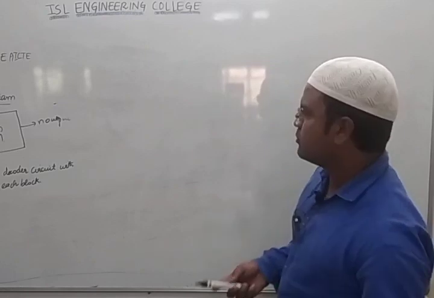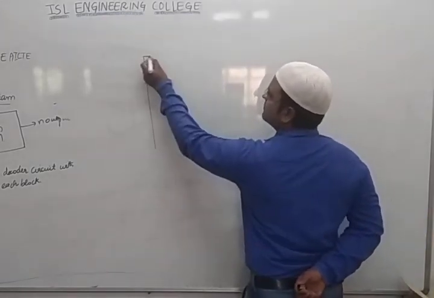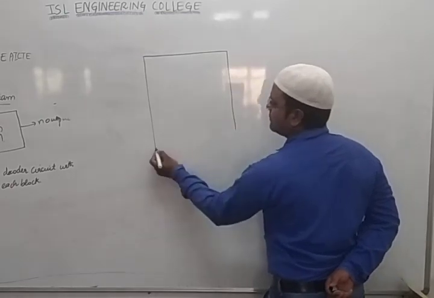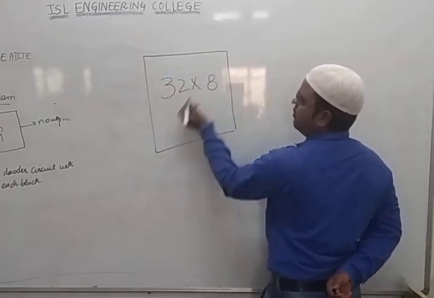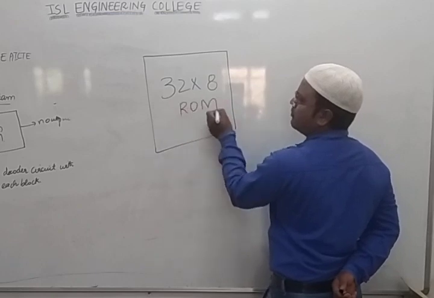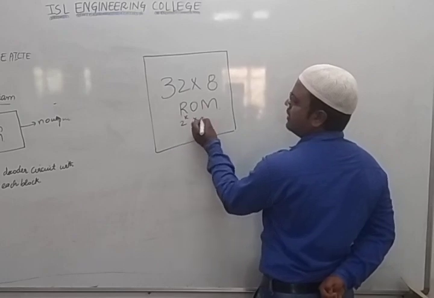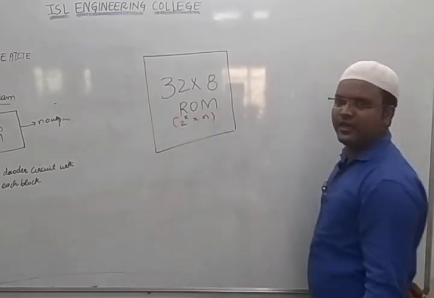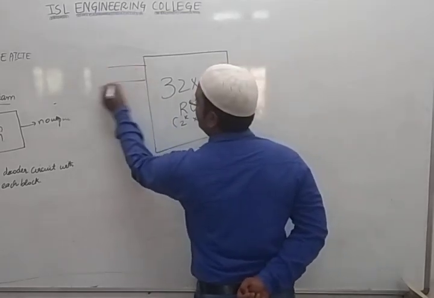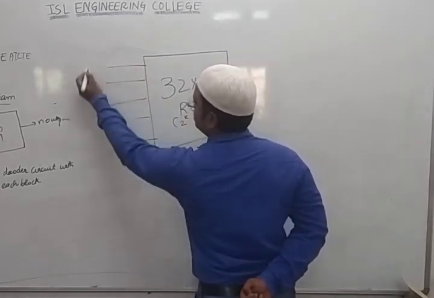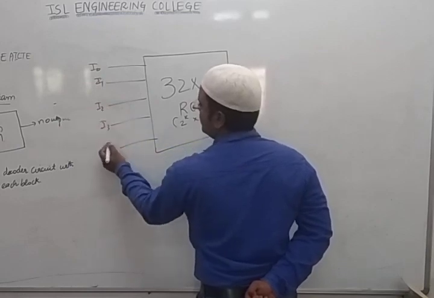Okay, so what we are doing, students, we are taking the input combination. So this is a complete block, like this we have. What is the size of it? 32 into 8 ROM. For that, how many input combinations based upon the block diagram? It is 2 power k into n, right? What is 2 power k? K is nothing but the number of inputs. 32 I can write as 2 power 5. So I have 1, 2, 3, 4 and 5. These are my input lines, I0, I1, I2, I3 and I4.